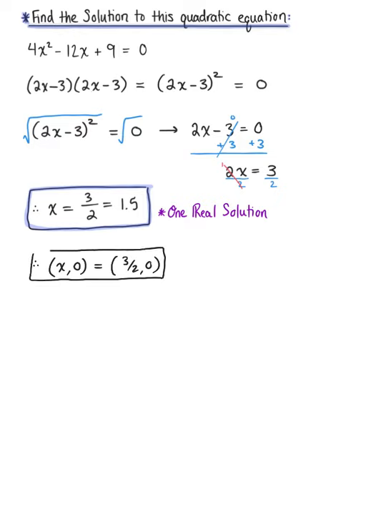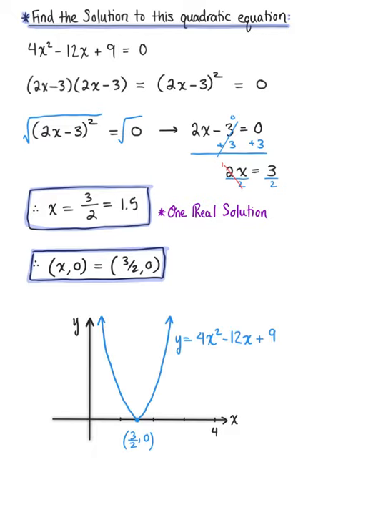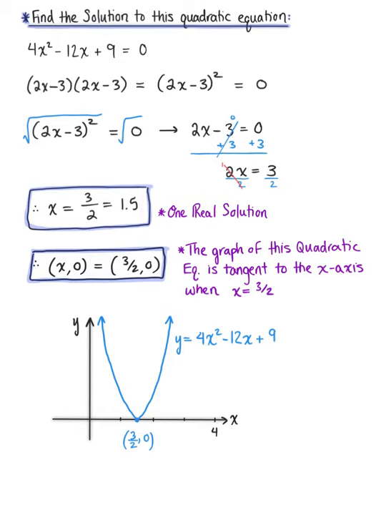Now, when we think about the graph of this quadratic equation, we see that the graph of the quadratic function is tangent to the x-axis at the one point (3 halves, 0). So this graph is confirming the conclusions from our discriminant. Since the discriminant was equal to 0, this quadratic equation has one real solution, as we have verified algebraically and graphically.